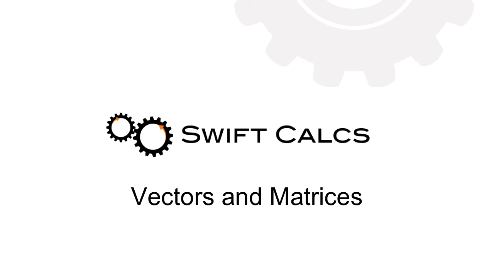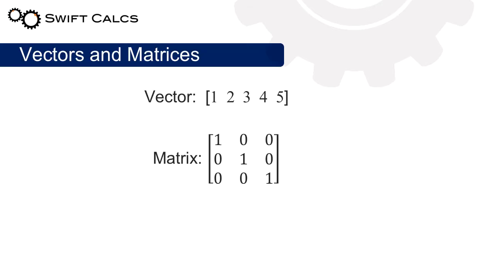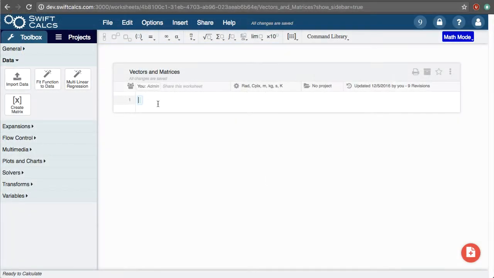Hello and welcome to the lesson on using vectors and matrices in Swift Calcs. Swift Calcs supports a wide range of functions using vectors or matrices. A vector is a 1D list of numbers, while a matrix is a 2D table of numbers. To create a vector or matrix in Swift Calcs, you can directly enter the vector or matrix using math mode.